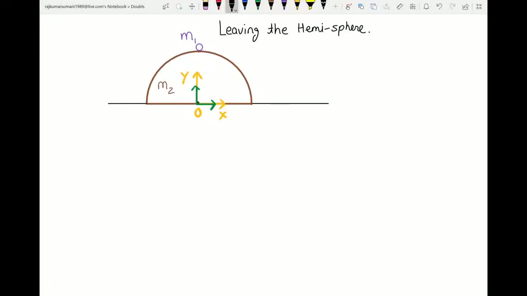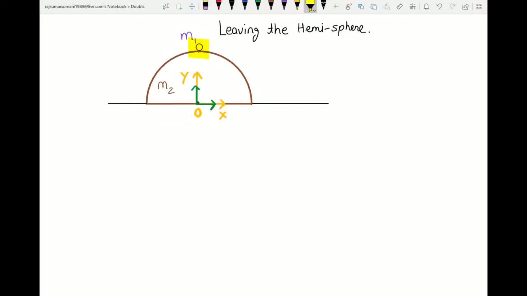Hello friends, welcome back, and today we are going to solve Harvard's problem of the week number 87, named Leaving the Hemisphere. The two bodies given: the first one is a particle of mass m1, the second one is a hemispherical surface given in the figure of mass m2.